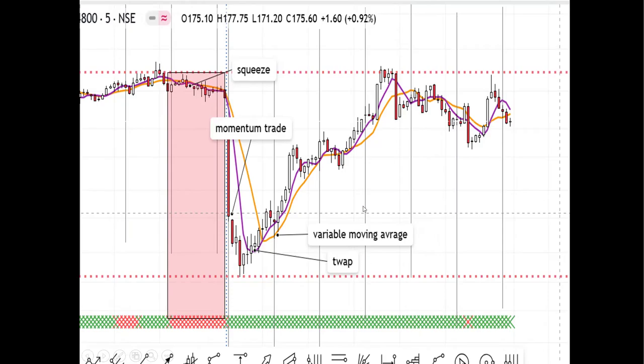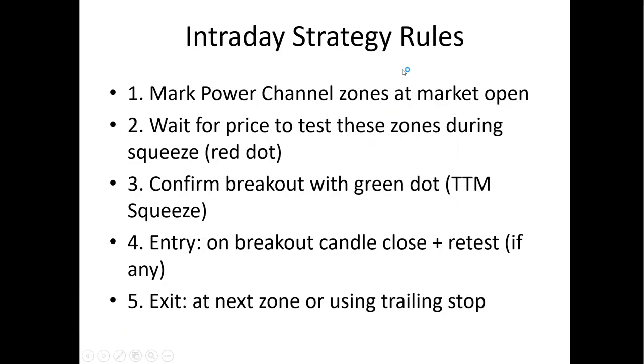Okay, next, here in intraday strategy rules, what we are going to do is mark the power channel zones at the market open, and we wait for the price to test these zones during squeeze or red dot, confirm breakout with green dot, entry on breakout candle close, retest, exit at next zone or using trailing stop. Those are the rules that we have set.